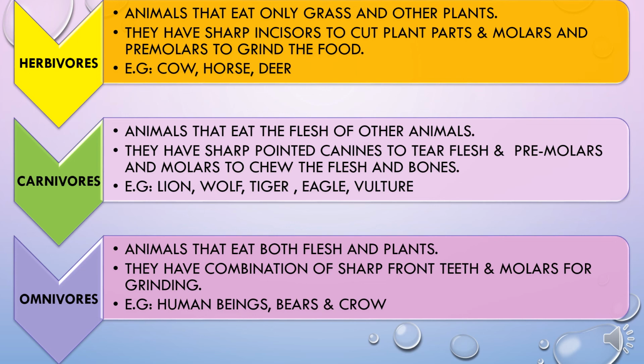The next category is omnivores. Animals that feed on both plants and the flesh of other animals are called omnivores. They have a combination of sharp front teeth and molars for grinding. As omnivores eat both plants and animals, they have both kinds of teeth. That is, they have the front teeth and they have the back teeth also. So this was about the categorization on the basis of their feeding habits. Examples: human beings, bear and crow.